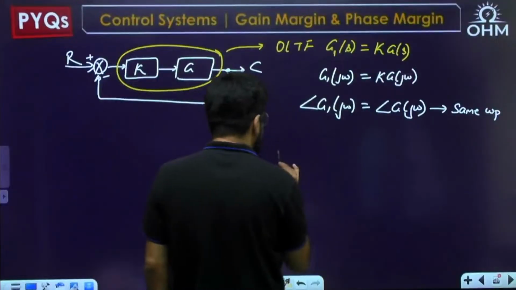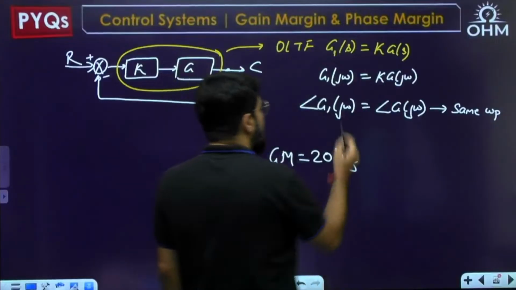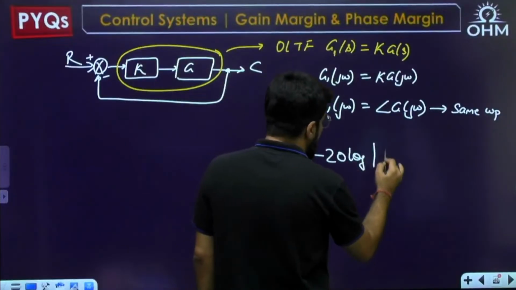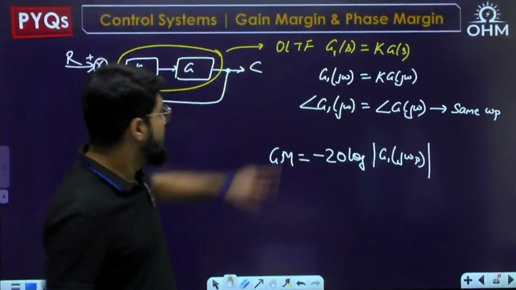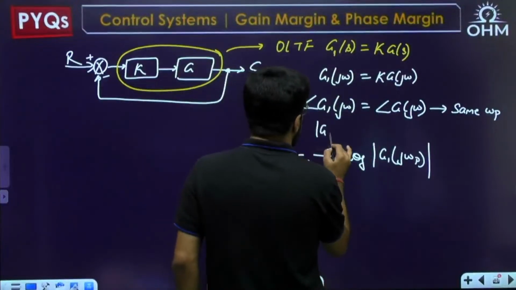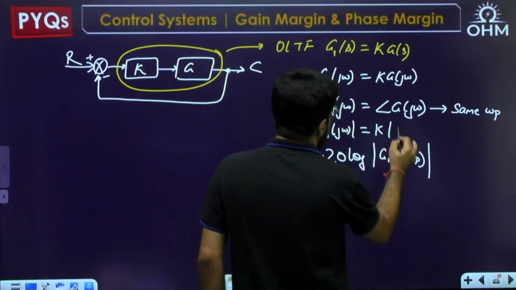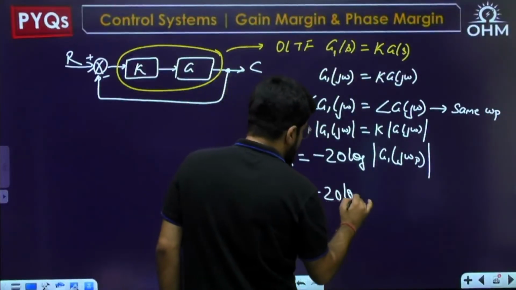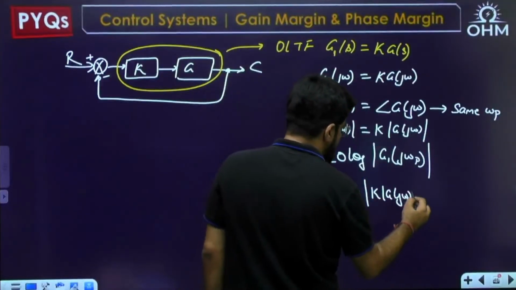Now what is the gain margin? The gain margin is given by 20 log 1 upon, let me write it down in the minus form only: minus 20 log mod G1(jωp). This is the magnitude to be used now. The angle is the same, but the magnitude mod of G1(jω) will be K times mod of G(jω). So the gain margin is now minus 20 log K into mod G(jω).